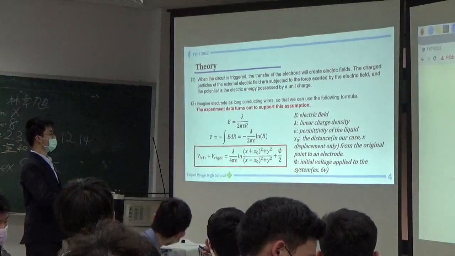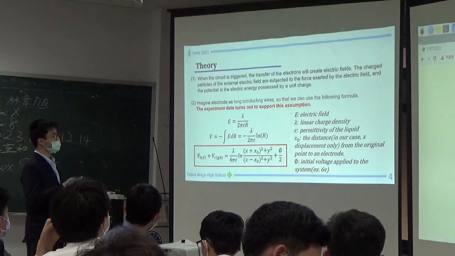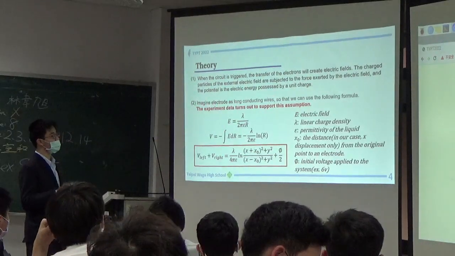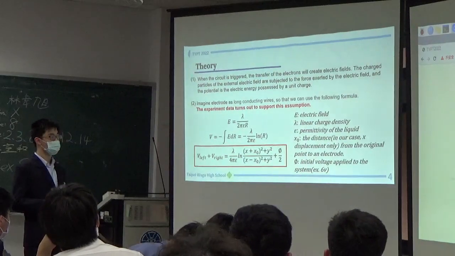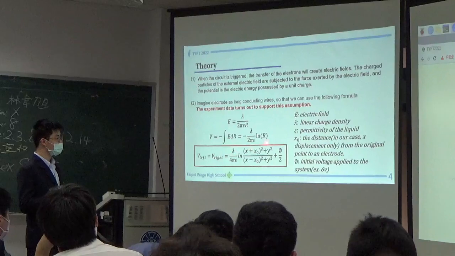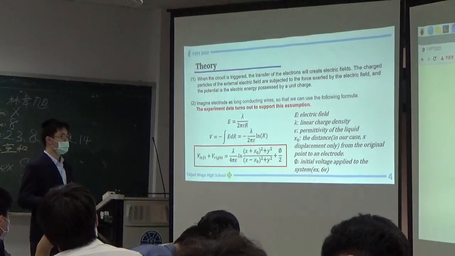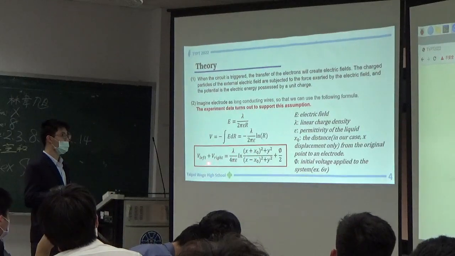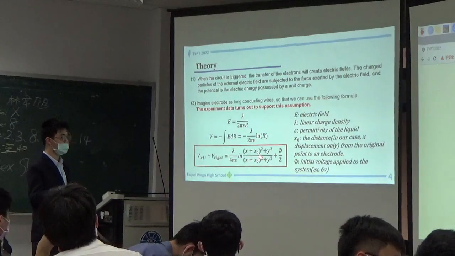So I'm going to talk about how we arrive at this conclusion. First, by assuming the electrodes are long conducting wires, we can get this formula. And since we know electric potential is the integration of electric field, we integrate this and we get this. Then since we have 2 electrodes, one at the left and one at the right, we add them together and we arrive at this conclusion. Basically just adding these 2 together.